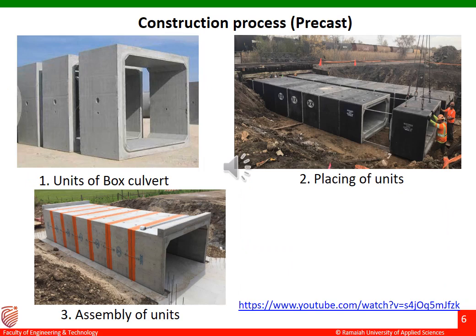In the previous slide, we discussed the in situ construction process of the box culvert. In this slide, I'm going to explain the construction of the box culvert using precast elements. In this slide you can see 3 images. In the first image you can see the units of the box culvert. In the second image you can see the placing of those units, and that is how the assembly of the units looks at the end.